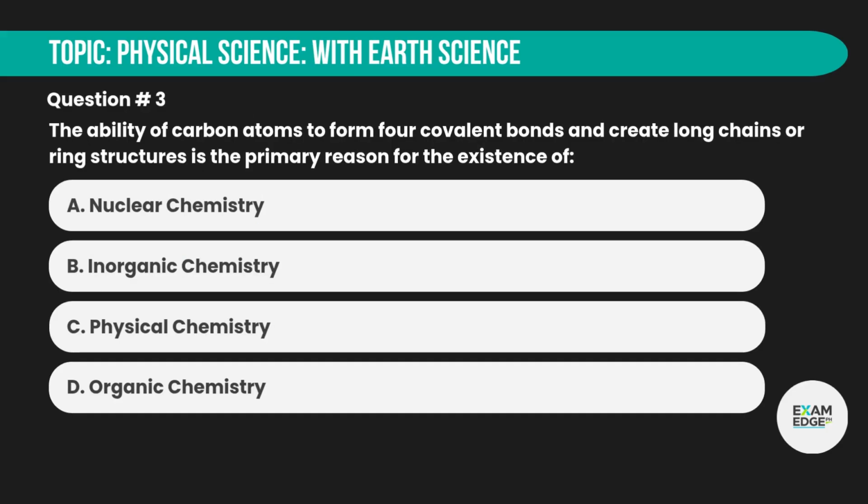Question number 3. The ability of carbon atoms to form 4 covalent bonds and create long chains or ring structures is the primary reason for the existence of A. Nuclear chemistry. B. Inorganic chemistry. C. Physical chemistry. D. Organic chemistry. Correct answer: D. Organic chemistry.